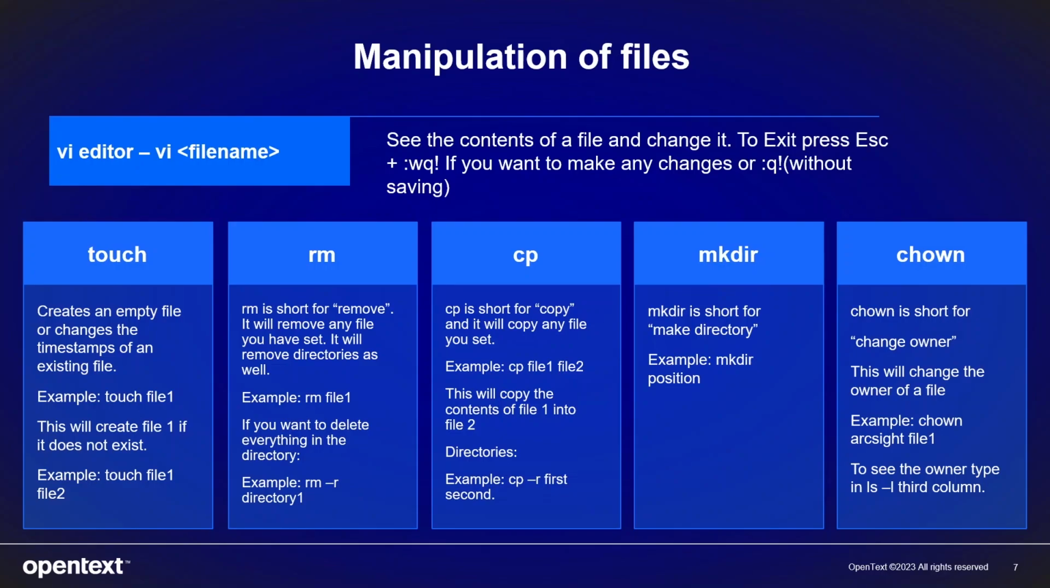And chown is short for change owner. This will change the owner of a file. For example, if we have two users on the system, root and arcsite, in this example that I've given, and file1 has owner root and we want to change it to arcsite, we type in the command chown arcsite file1. And to see the owner, just type in ls -l, and you'll be able to see it in the third column.